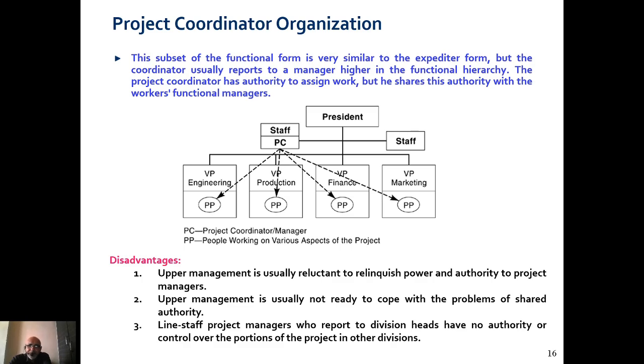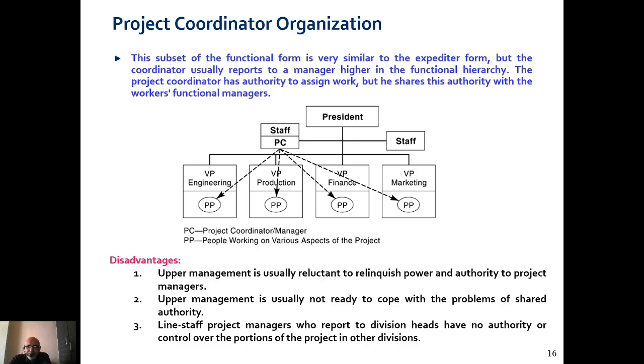Originally, the two models, that is expeditor and coordinator, are the form of functional one. But what is the disadvantage over here? The disadvantage here is that upper management is reluctant. Reluctant for what? Relinquishing power and authority to project managers. And upper management is usually not ready to cope with the problems. And line staff project managers have no authority or control.